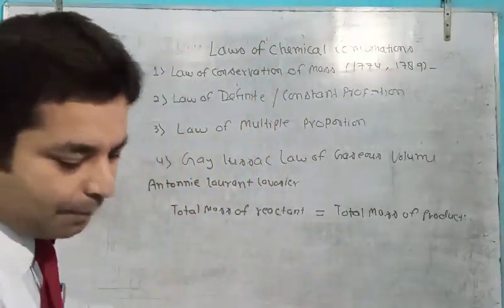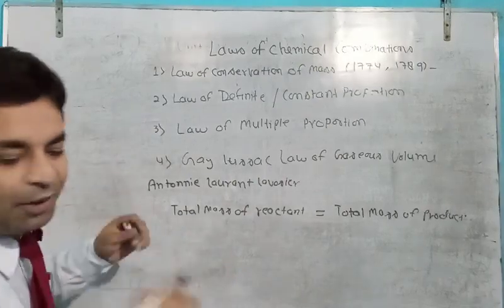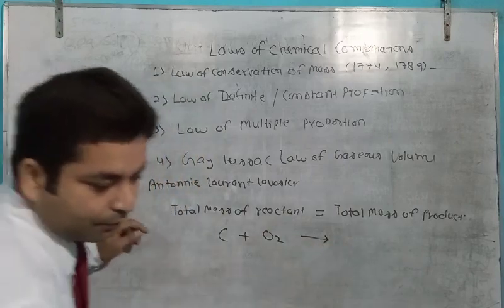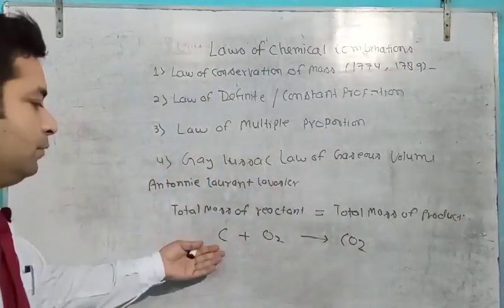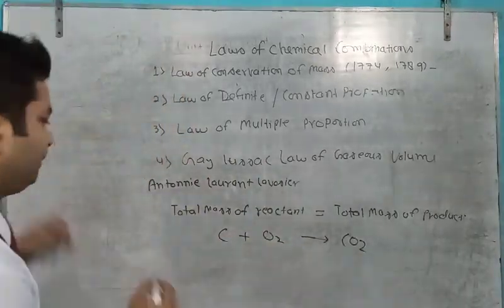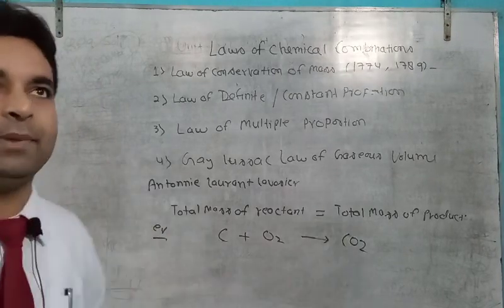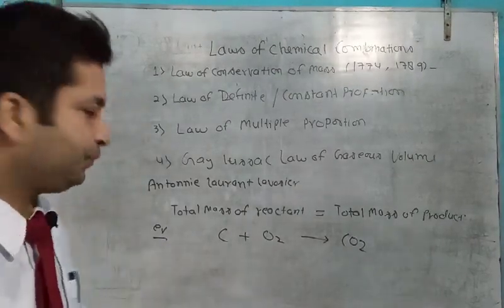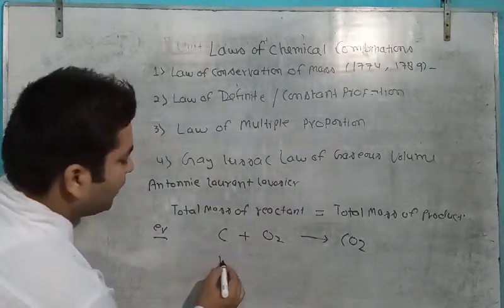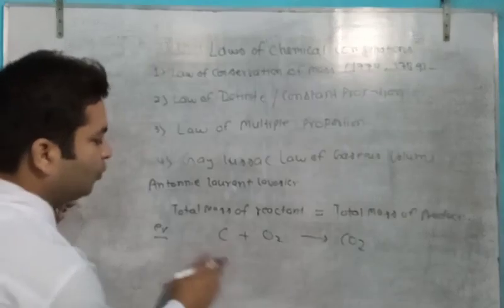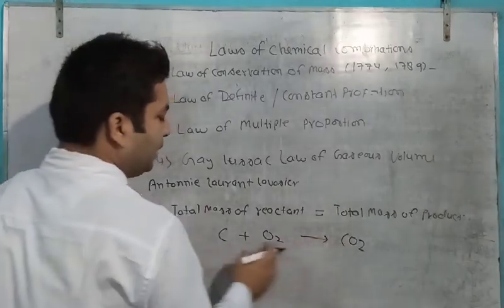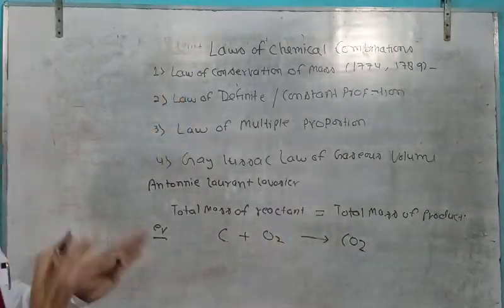We take the example of the formation of carbon dioxide from carbon and oxygen. The equation is: carbon plus oxygen gives carbon dioxide. We will prove this law by this example. Do you know the atomic mass of carbon? It is 12. Is this equation balanced? Yes: carbon 1 atom on each side, oxygen 2 atoms on each side. So this is a balanced equation.